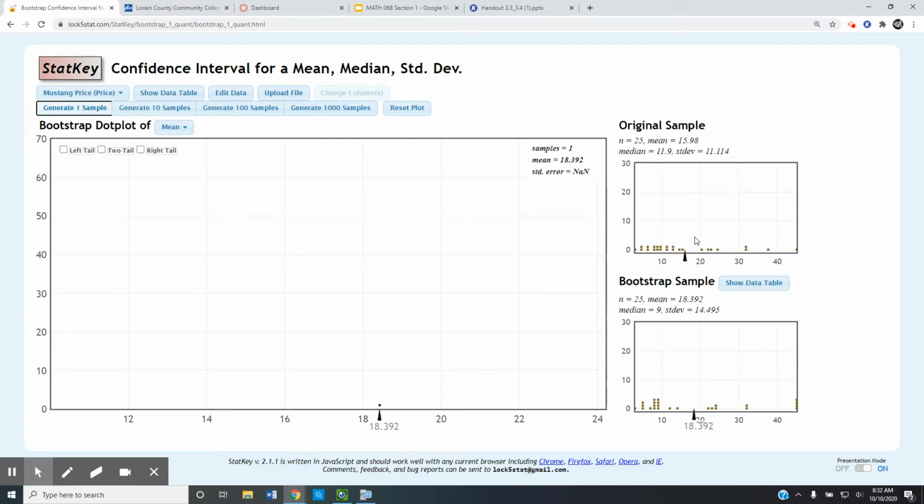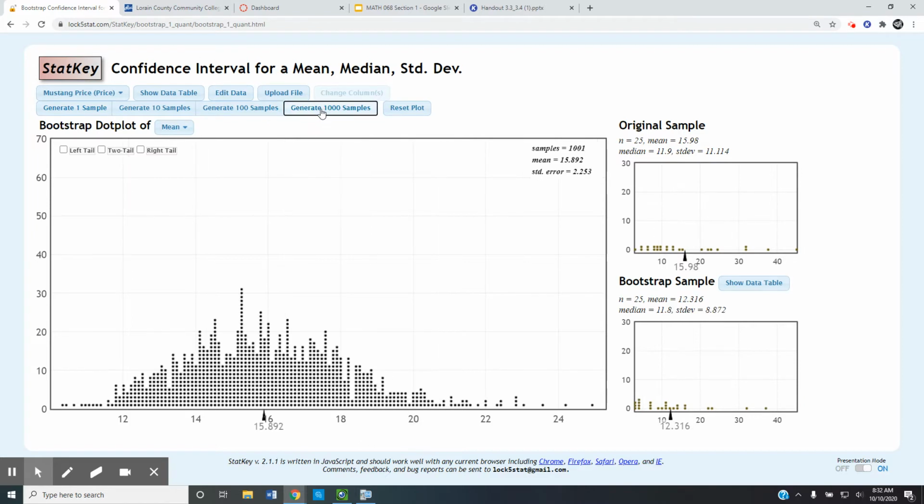So in essence, it could happen that I pull the same number out 25 times. I am not going to get necessarily all 25 of these original dots. I'm going to get 25 dots, but they're all going to come from this pool over and over again. When I did this one, I got 18.392, and it plotted it right there. Now, if I do that 1,000 times, it reaches back in and does that 25 times 1,000. It just did that 25,000 times, and it dotted them down here.